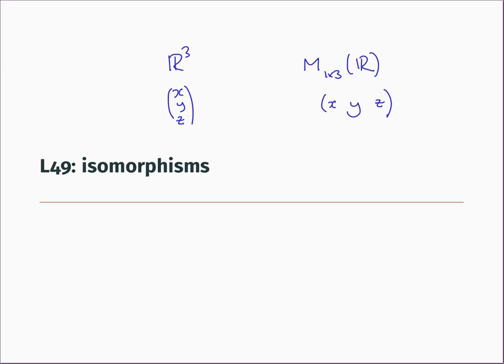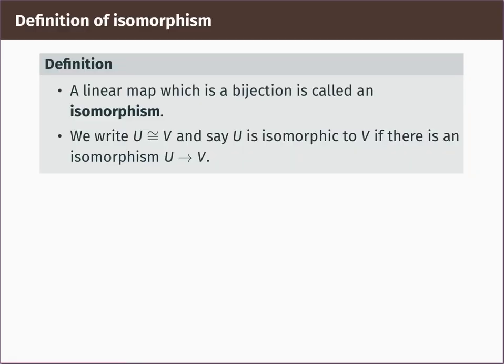But they're not equal as vector spaces, because one of them consists of row vectors and the other consists of column vectors. So how can we make precise this idea that these are not the same as vector spaces, but they share all possible properties which could be expressed just using the language of vector spaces? The answer is in the concept of an isomorphism.